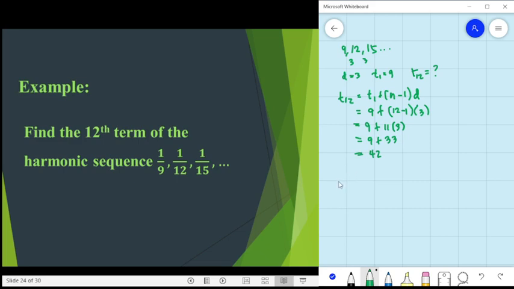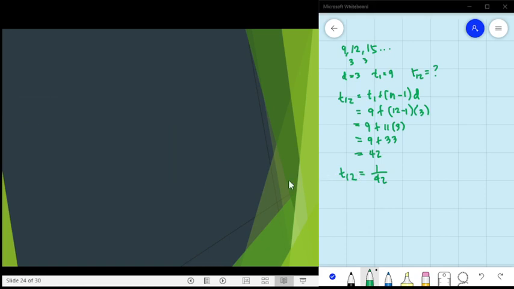So meaning we can conclude that t sub 12 of the harmonic sequence is equal to 1 over 42. So you take the reciprocal to find the harmonic sequence. Okay? So next would be the Fibonacci sequence.